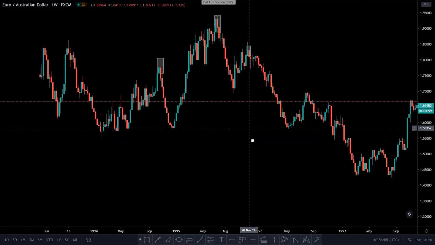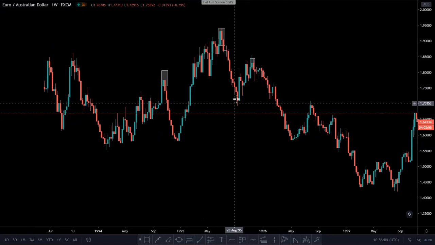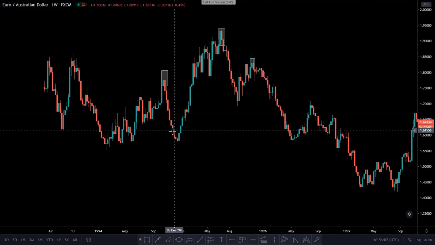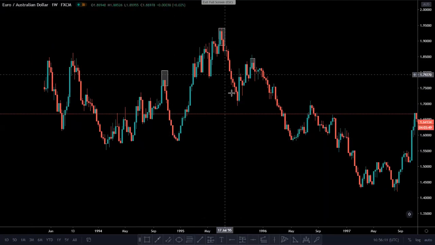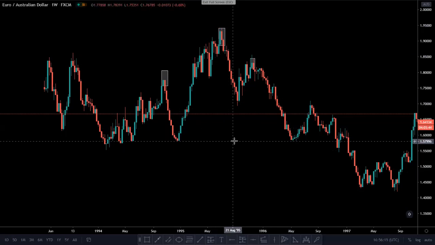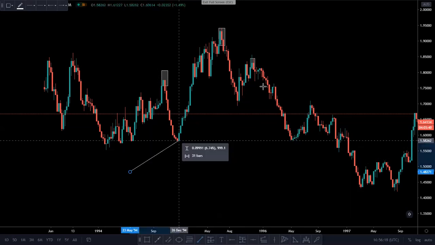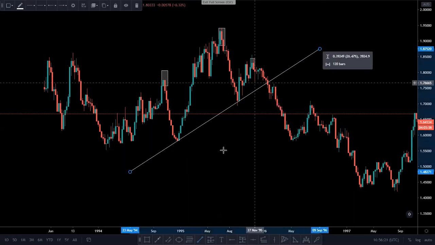What we do, don't forget, we connect the lows. This is the higher low, and then this is the lower low for this. You have to connect them to get the neckline, which will be your selling point. So I'm going to draw a neckline here.